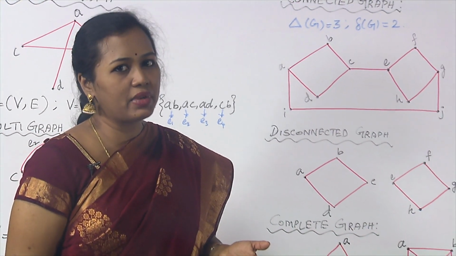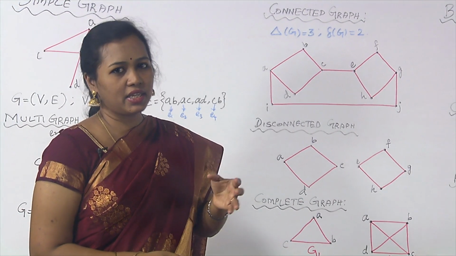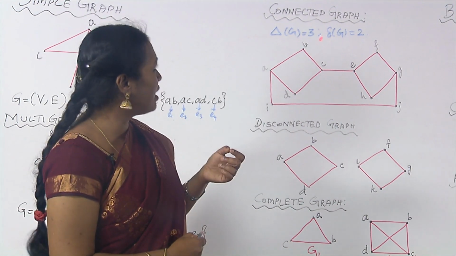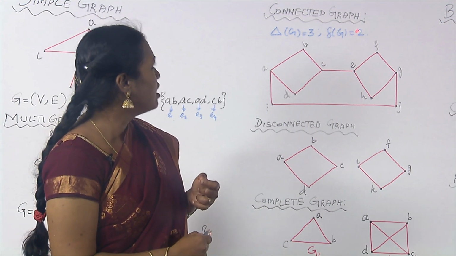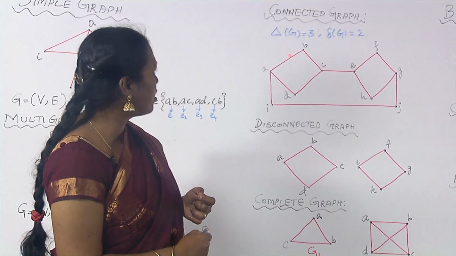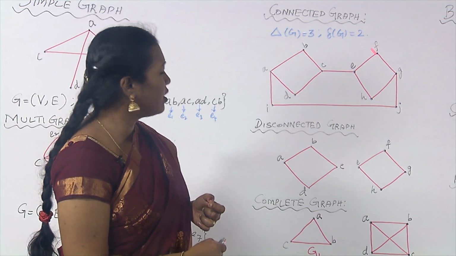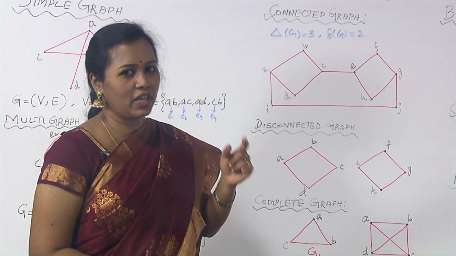Now, what is the minimum degree? It is the least degree. Delta of G is the minimum degree. Delta of G is equal to 2, because B has degree 2, F has degree 2, and there is no vertex of degree 1.